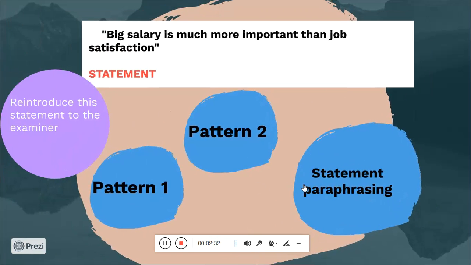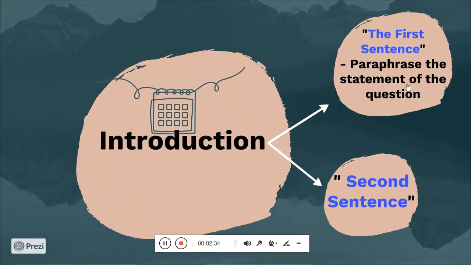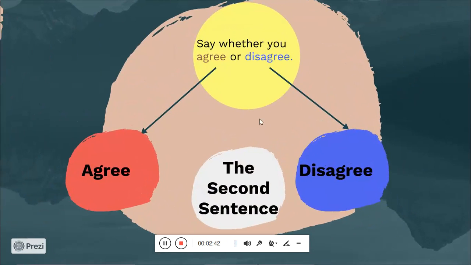This is for the first sentence of the introduction. Let's move on to the second sentence of the introduction. Yes, you have to say whether you agree or disagree.